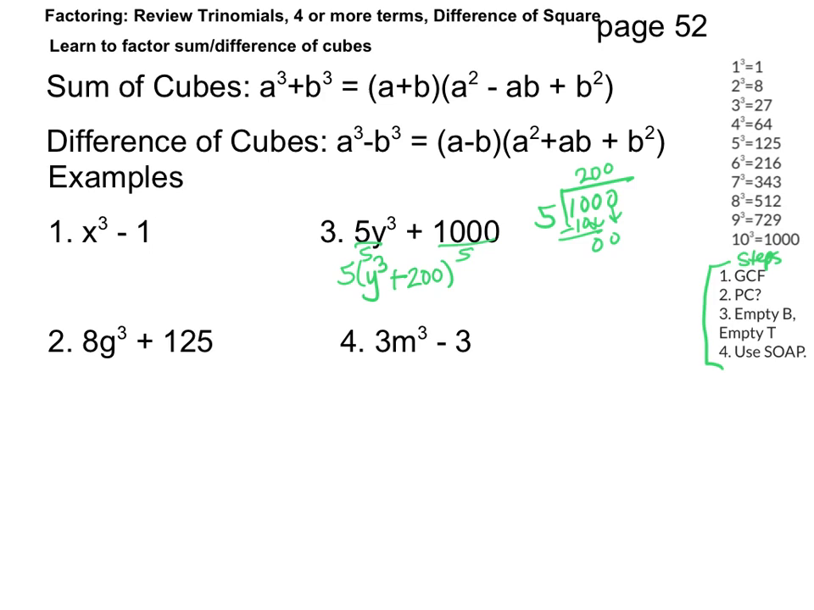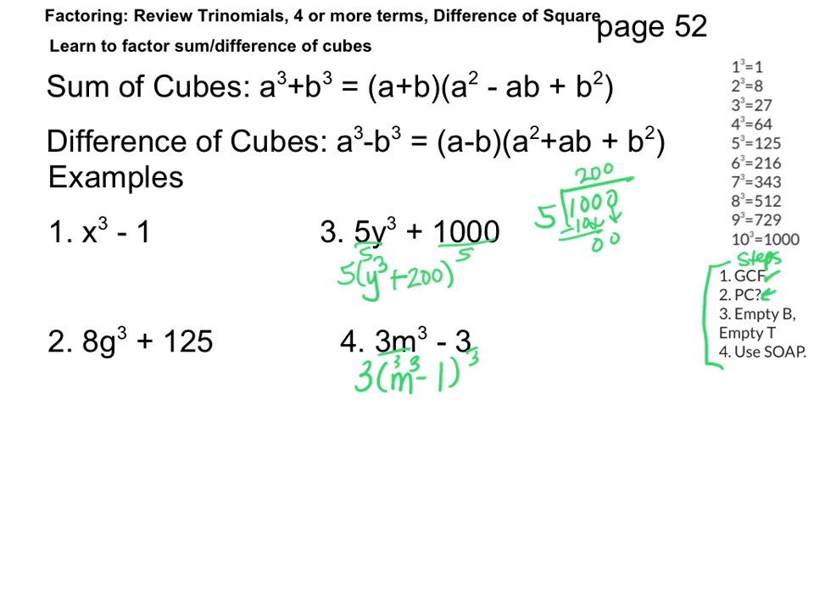And number 4 does have a common factor, and that common factor is 3. When you divide each of these by 3, 3m cubed divided by 3 is m cubed. Negative 3 divided by 3 is negative 1. Okay, so I've taken out my greatest common factor. I did that for all of those. The next thing, PC with a question mark.